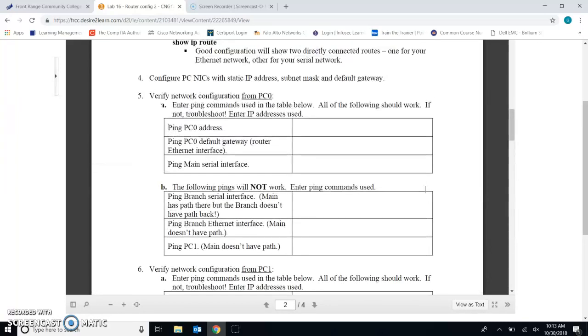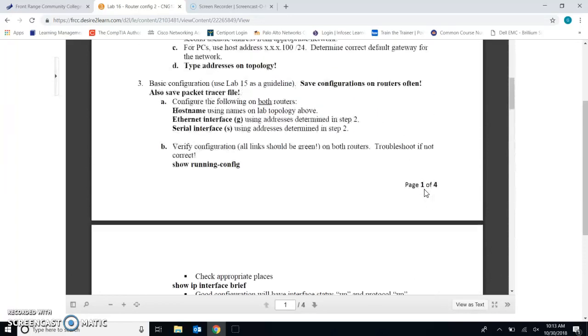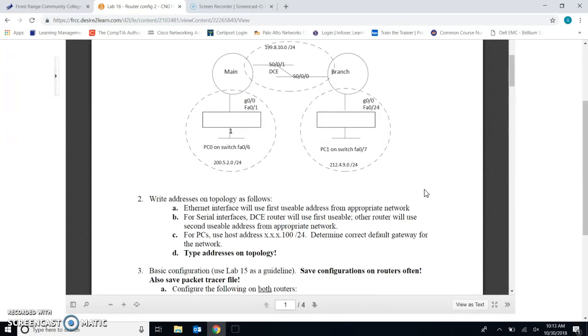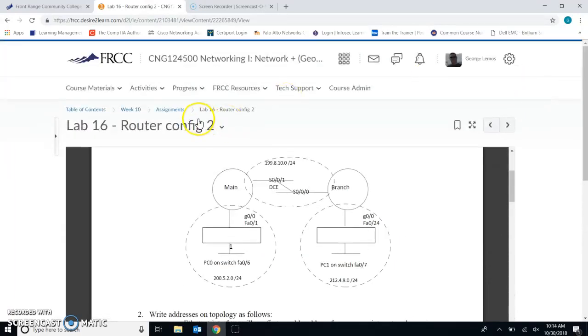But remember, bringing this up again, it's the same things you've been working on. I know people said they got lost, or maybe they didn't know how to do specific tasks. But right here in number 3, it says use Lab 15 as a guideline. Remember that Lab 15 is only a guideline, where gigabit interfaces, serial interfaces, fast Ethernet interfaces can all switch. So make sure you're looking at how to build your own network. And I believe that was through just the week 10 documents.